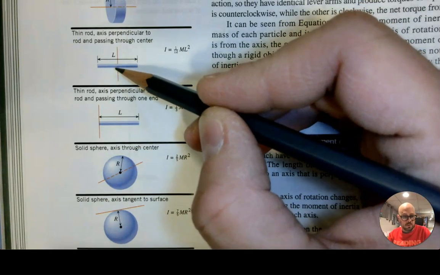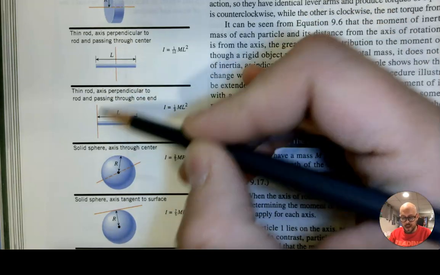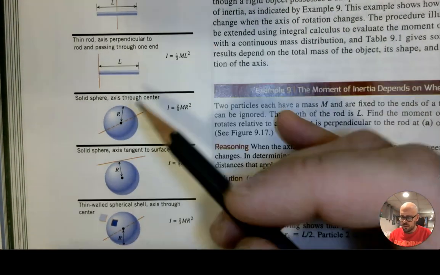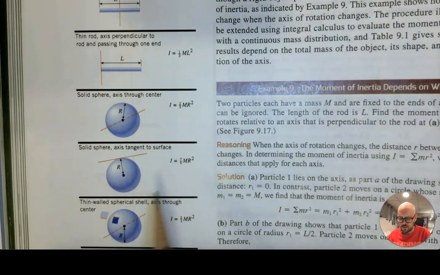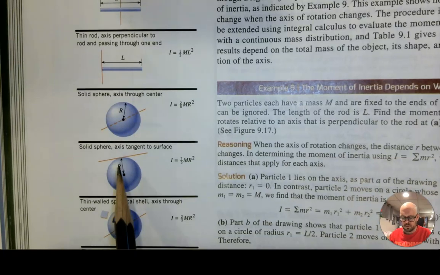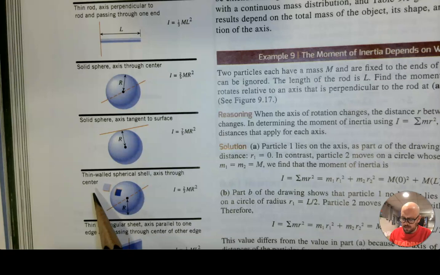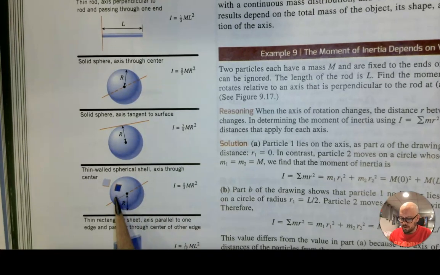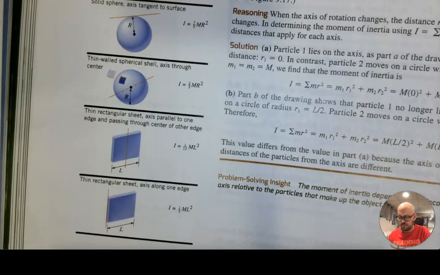So as we learned in the last video, one way to change the rotational inertia is to change the axis without changing how the object is arranged or the system. Then we have a solid sphere with the axis through the center and then with the axis tangent to the surface. That's a weird one. You don't see that one very often. And then a thin-walled spherical shell, so basically like a hollow ball, like a tennis ball, with a very thin shell, axis through the center, and then a rectangular sheet.